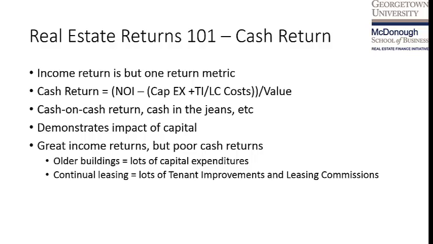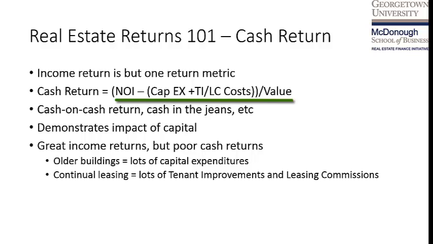So you'll see that the cash return looks very similar to the income return, with the exception that the NOI is reduced by the capital expenditures, which would be an example of something like the replacement of a roof, plus the addition of any tenant improvement and any leasing commission costs.